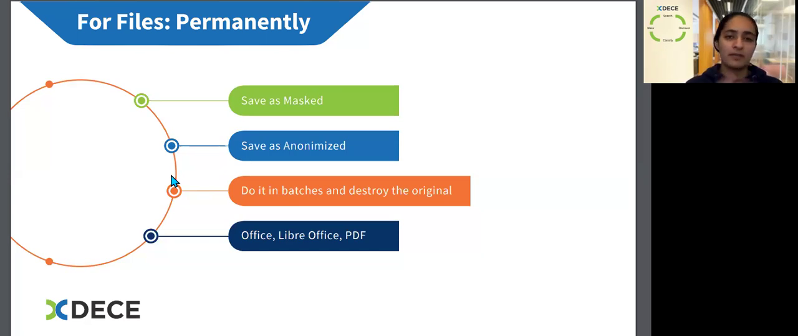We can perform masking and anonymization on various data sources. It could be your office documents, it could be PDFs as well, and we can also do it on database level. So the scope of anonymization and masking is another thing you will be considering while thinking of purchasing a solution for it.